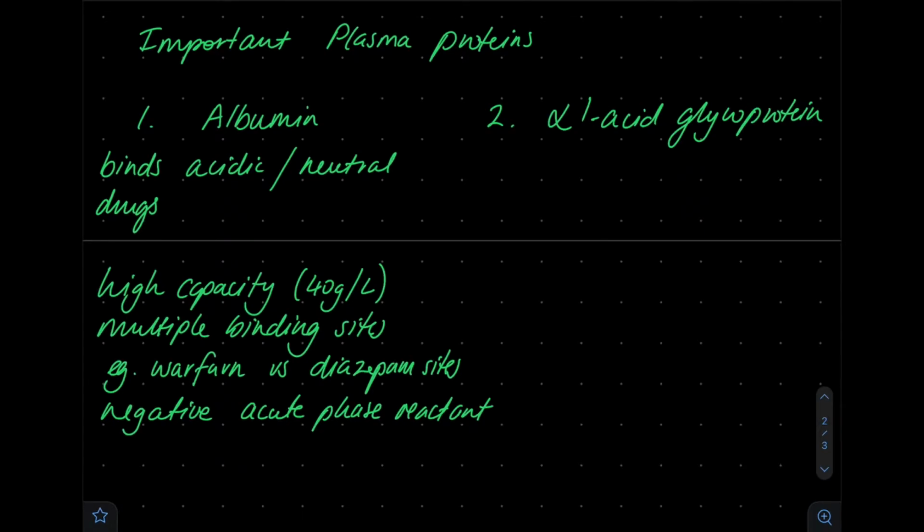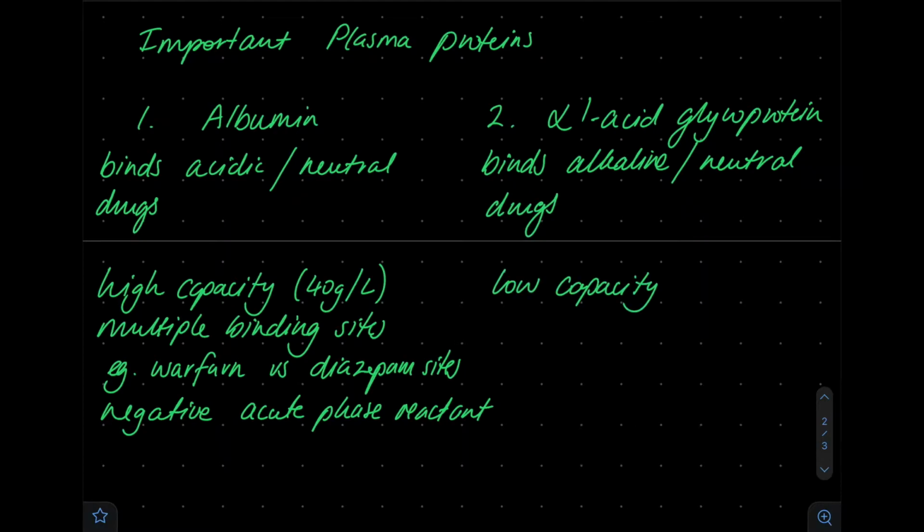On the other hand, alpha-1 acid glycoprotein has many properties that are opposite to albumin. It binds alkaline and neutral drugs. It has lower binding capacity due to lower concentration and having only a single binding site. It is an acute phase reactant, which means its levels rise during inflammation and illness. Finally, lipoproteins are the last group. These proteins bind lipid-soluble drugs and steroid hormones.